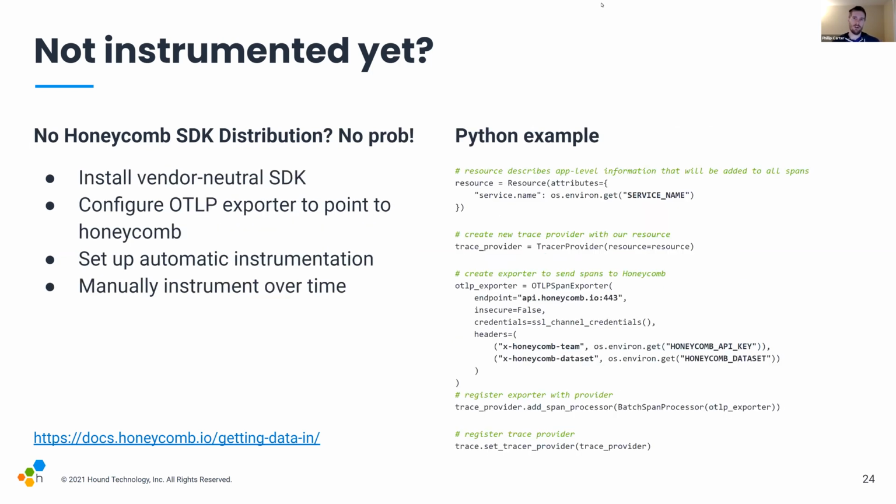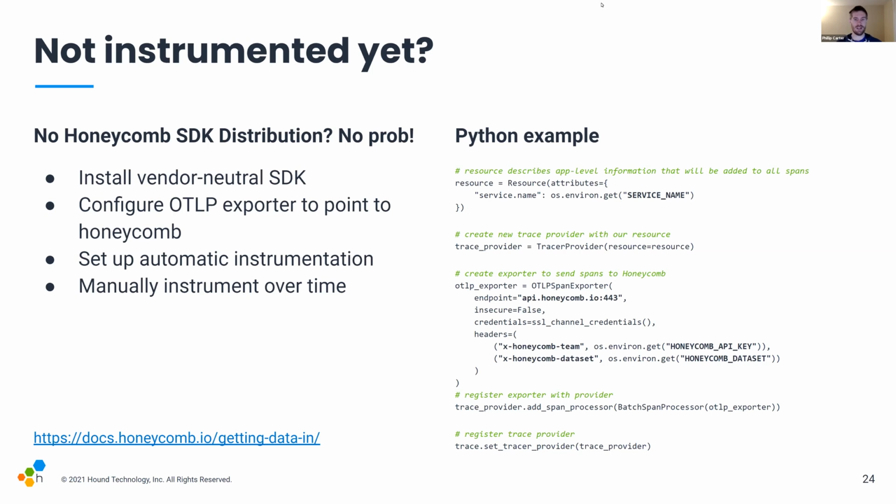So let's say you're also not instrumented, but there is no Honeycomb SDK distro for your language, right? If that were the case today, for example, we don't have one for Python today. How would you do that? Well, it's also pretty easy actually. In this case, you would install the vendor neutral SDK instead of our distribution of it. And then configuration is a little bit more work. You have to configure which exporter you want and how it's going to point to Honeycomb. But then after that, you're good.